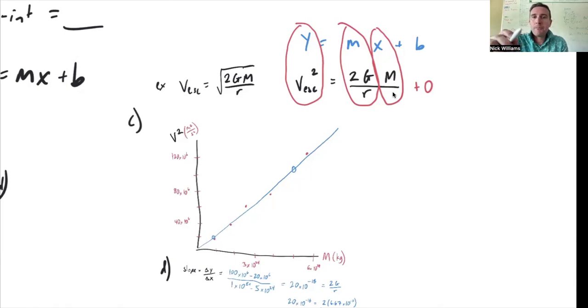So my y-axis will be escape velocity squared. My x-axis will be the mass. And then the slope should be equal to 2g over r.